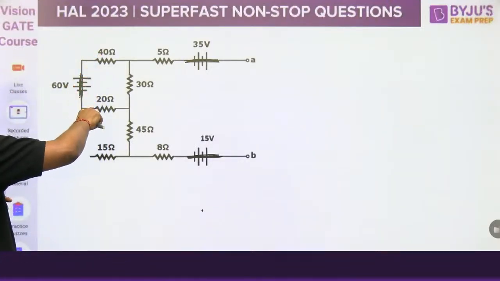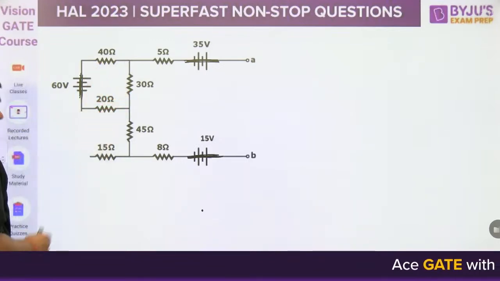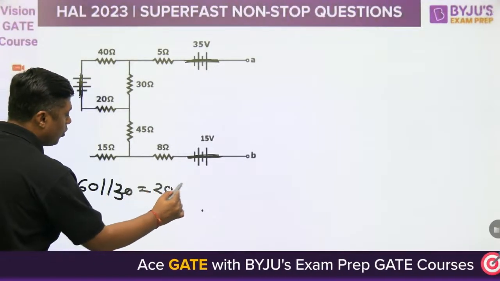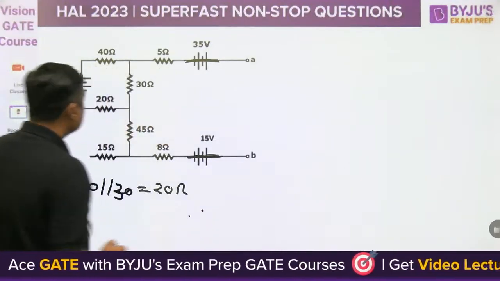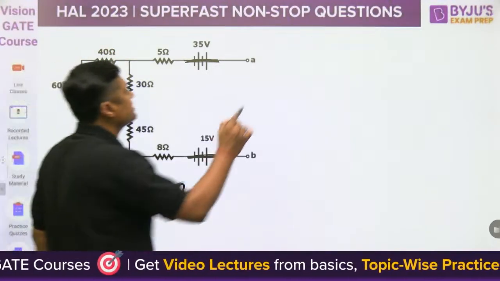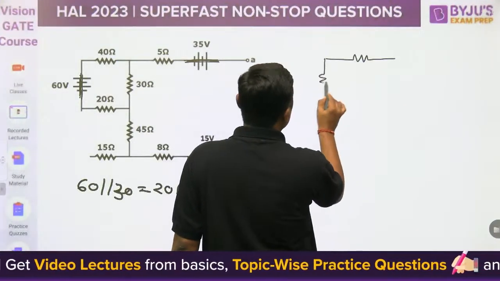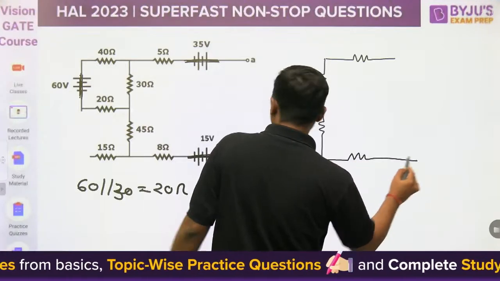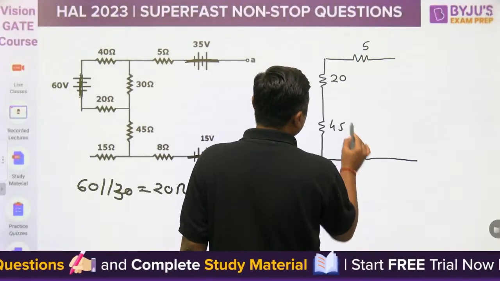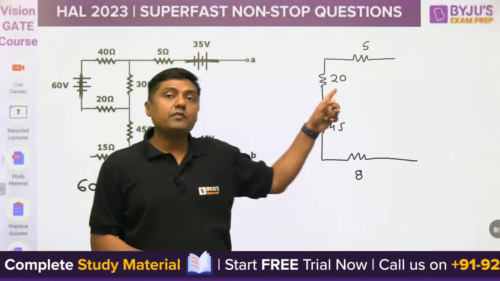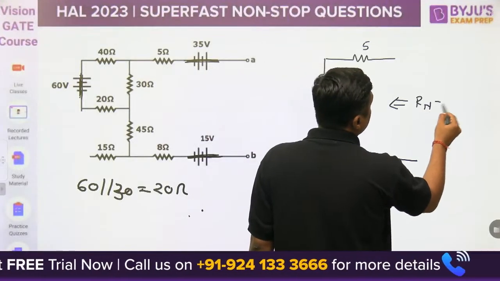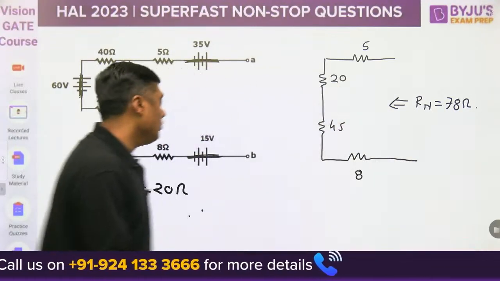This is a short circuit, 40 and 20 make 60, parallel with 30. So 60 parallel with 30 is nothing but 20 ohm. You can check. Right? Now this is 5, this is 20, this is 45, this is 8. These are all in series. And leave this one because there is no current through the 15 ohm. So 45 plus 25 is 70, and this is 8. So what is the RN? 78 ohm.